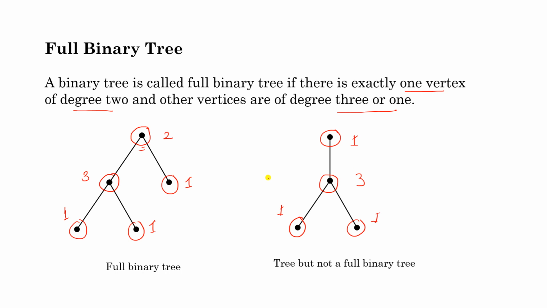One another thing here, in terms of graph theory, whenever we talk about degree of a vertex, it is the number of edges incident on a vertex. But in some of the books you will find that degree of a tree is defined as the number of children of a vertex. Here, whatever I have discussed, degree means number of edges incident on a vertex. That's why the degree of this vertex is 3. So this is the full binary tree.